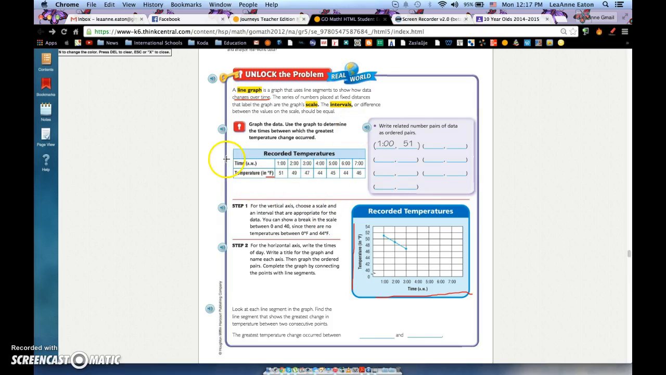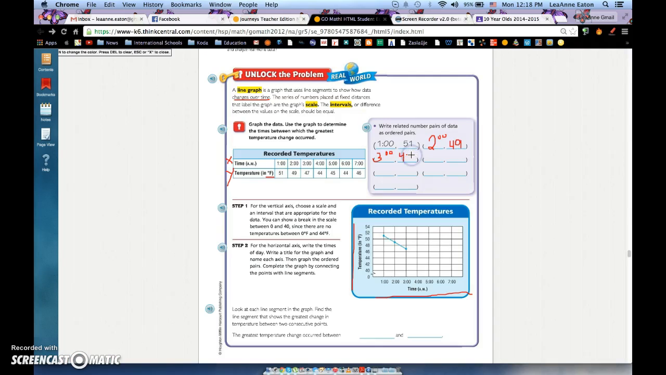So we're going to identify the time as being our x, and temperature as being our y, because temperature is dependent on the time, and that's what we're measuring. And we know that we're measuring it because it tells us we're measuring it in Fahrenheit degrees. Okay? So our first ordered pair is 1 o'clock and then 51. Our second one will be 2 o'clock. I'm going to put little zeros because I can't draw big ones. And then it's 49 degrees. The next ordered pair, we will have 3 o'clock, and it will be 47 degrees.